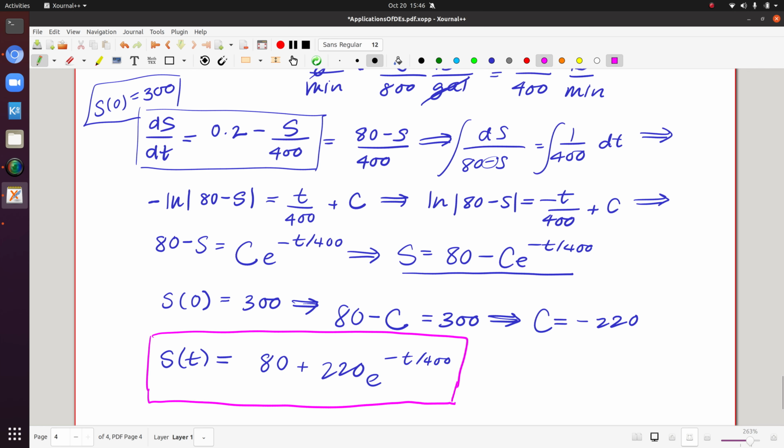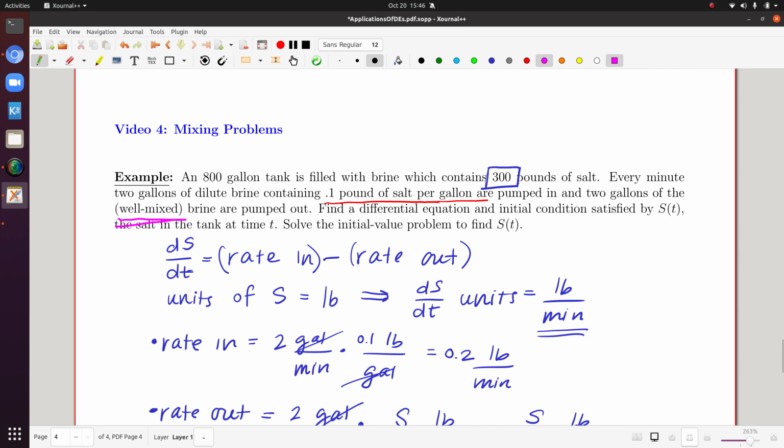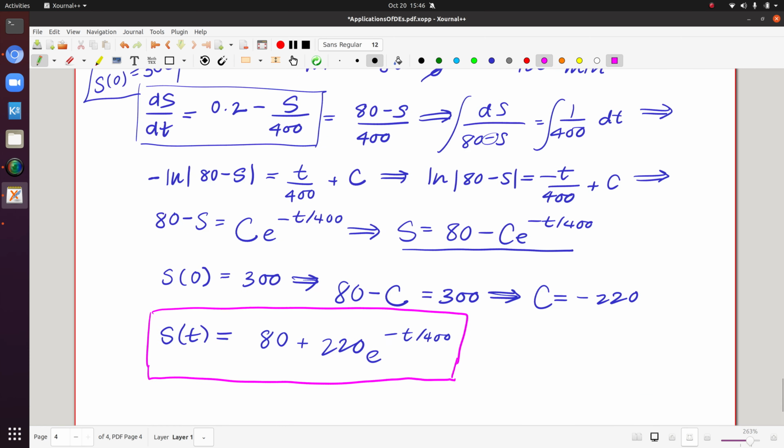Notice that over time, what we would expect to happen is we'd see a decrease because of this negative exponent. And that makes sense if you come back to the problem here, because when we look at the concentration, we're pumping in a dilute brine and pumping out the well-mixed solution. So we would expect that to affect the total salt concentration. And if we're starting off with a higher concentration, 300 divided by 800, then we expect that to decrease as we go through this process.